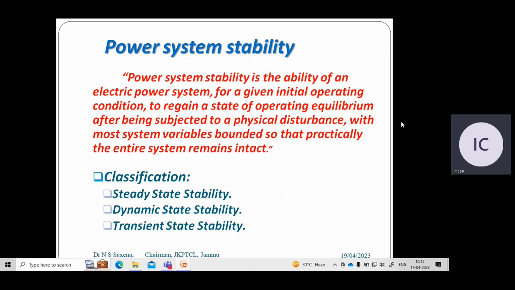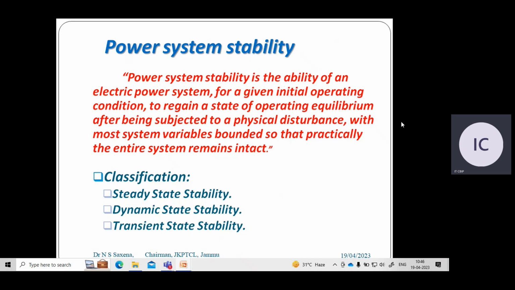But this power system, the Indian power system, for given initial operating conditions. Operating conditions means 50 kilograms of load. There can be another person who can carry 75 kilograms of load. These initial conditions are different. And still regain a state of equilibrium, an operating equilibrium, keep on walking at a speed after being subjected to a physical disturbance. You can carry the load, that is one thing. But if I push him, can he still carry that load? He may or may not.